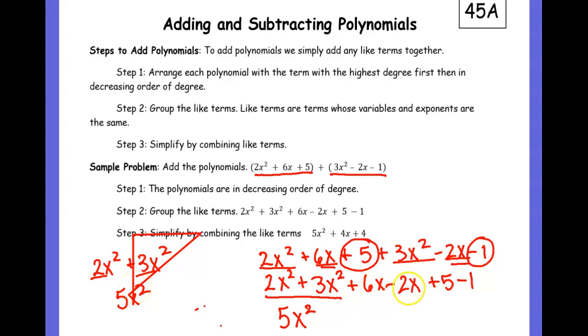Okay, then we've got 6x minus 2x. When we do that, positive 6 minus 2 is 4, positive 4x. And then right here we've got plus 5 minus 1, 5 minus 1 is 4. Okay, so we simplified and we are done.